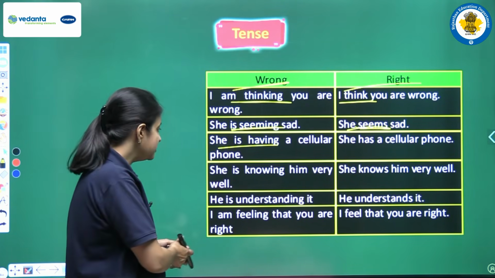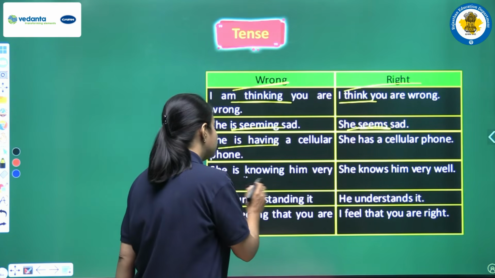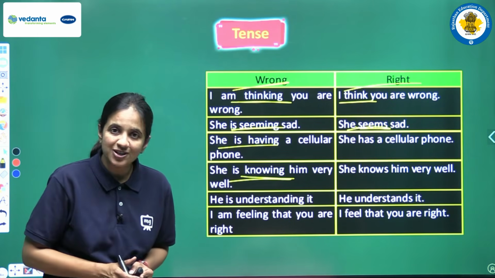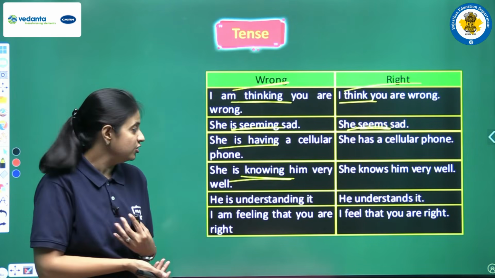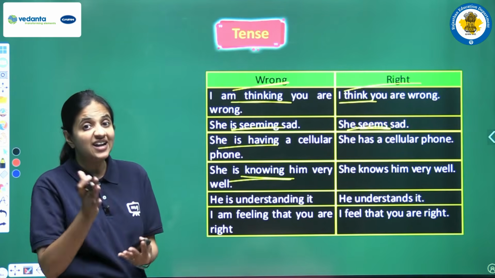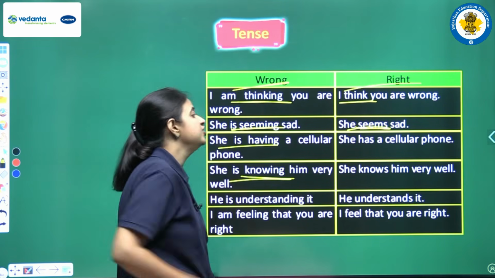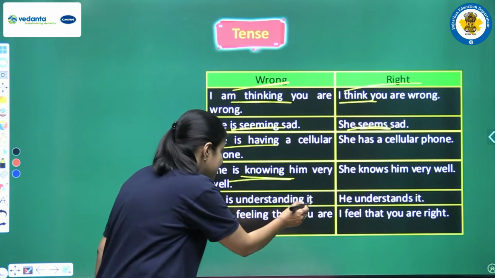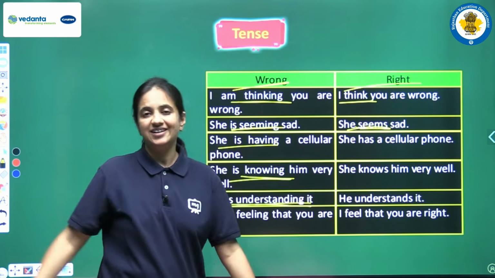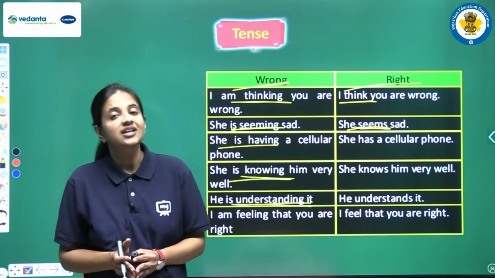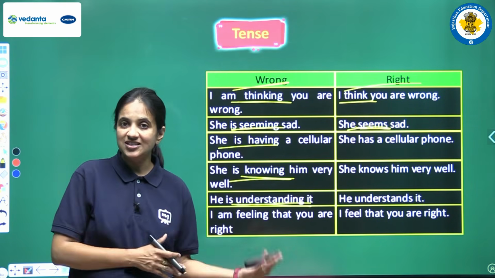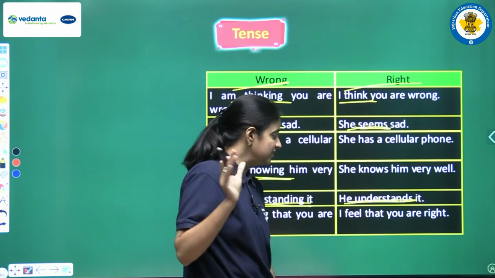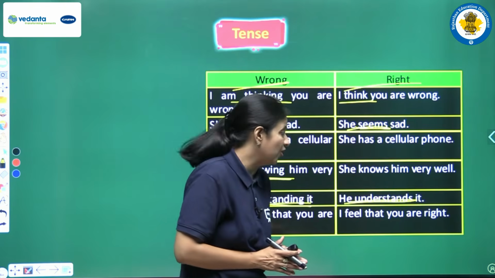Okay, next is she is knowing him very well. So we are having a word know, so we won't use continuous form here, we won't use continuous structure, we won't add ing here, and we will write she knows him very well. Next is he is understanding it. So again understanding is the verb, it's a word that we want to write in continuous structure, so we will write he understands it.